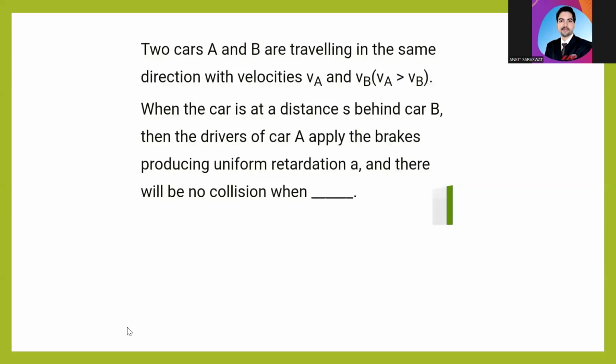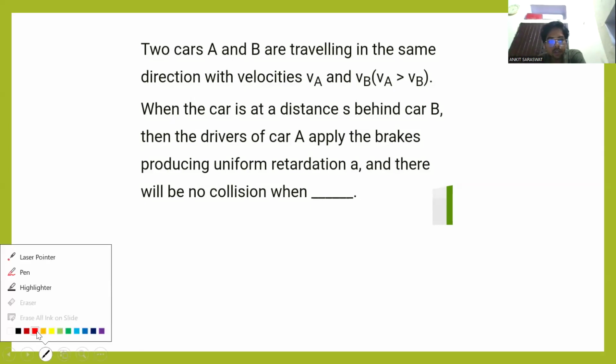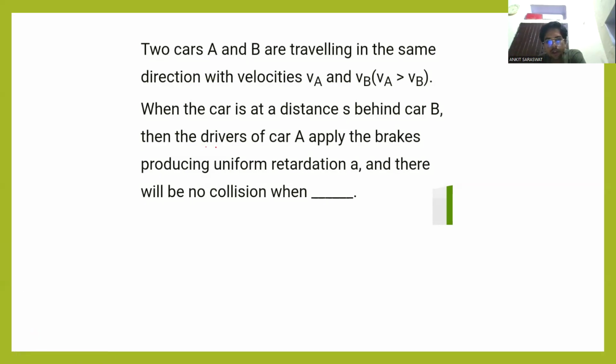So in this question, two cars A and B are traveling in the same direction with velocities VA and VB. When car A is at a distance S behind car B, the driver of car A applies the brake, producing uniform retardation, and there is no collision. So there are two cars.